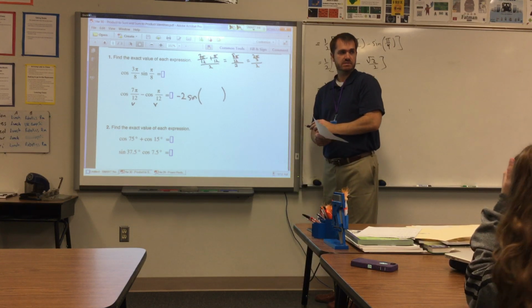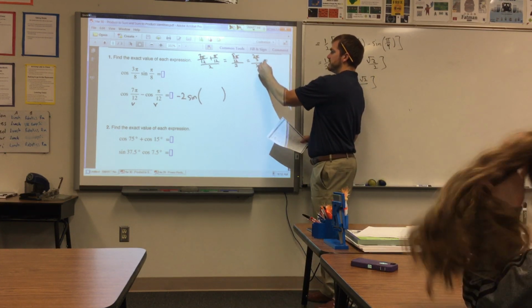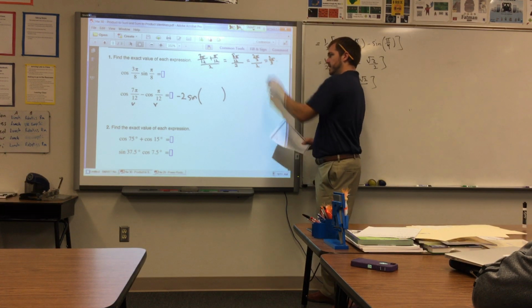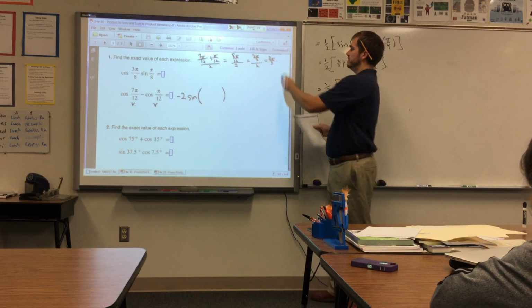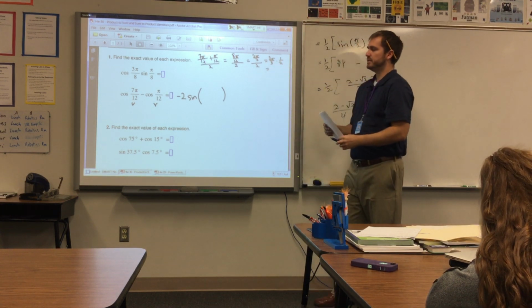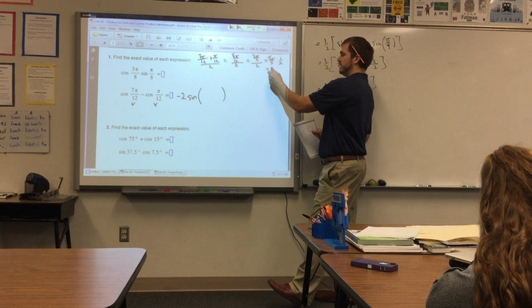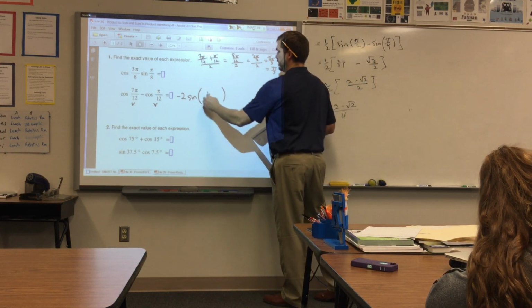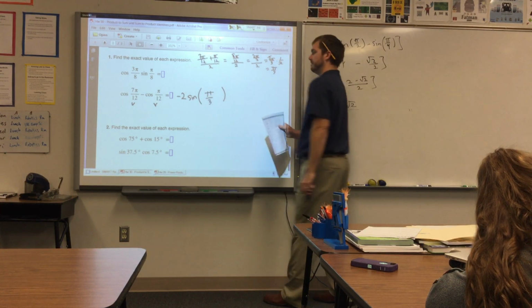Am I going too fast? And then once again, fraction of fractions: write the numerator times the reciprocal of the denominator. So 2 pi over 3 times 1/2, the 2's would cancel, and I end up with pi over 3.